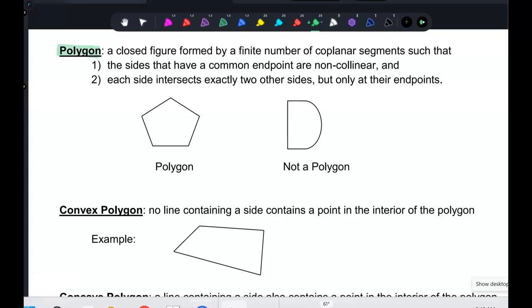All right. So a polygon has to be a closed figure. And the sides that have a common endpoint are non-collinear. It just means you can't have sides that overlap and you can't have any sides that intersect. So it's a closed figure with a finite number of segments. Anything that has a curve isn't going to be a polygon.